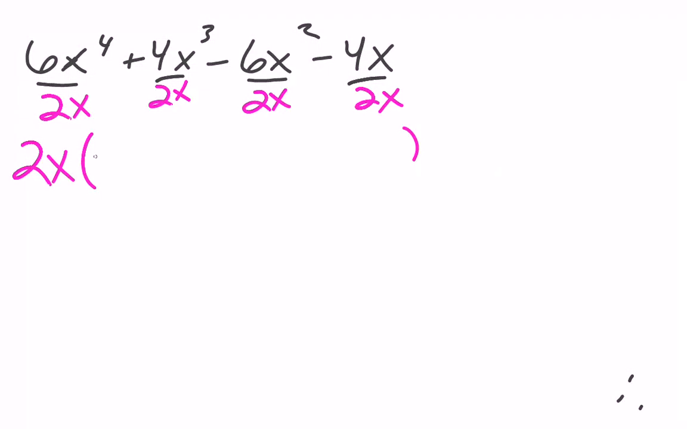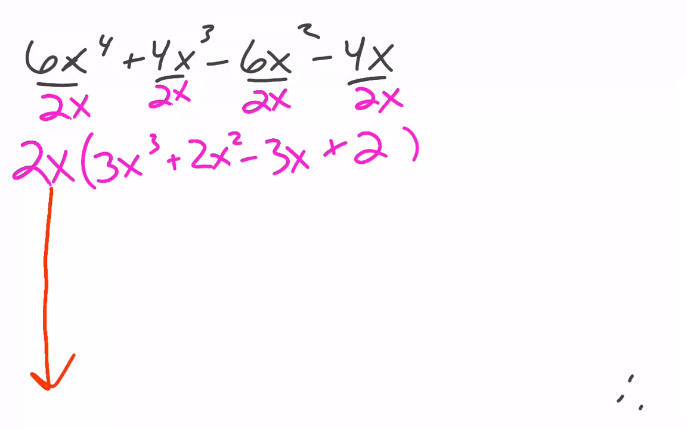What that's going to do is decrease my exponents by 1. So 6 divided by 2 is 3. X to the 4th over x is going to be x cubed. 4 divided by 2 is 2. X cubed over x is x squared. Negative 6x squared divided by 2x is negative 3x. And negative 4x over 2x is positive 2. Bring down that GCF we just took out so we don't forget it in the end.